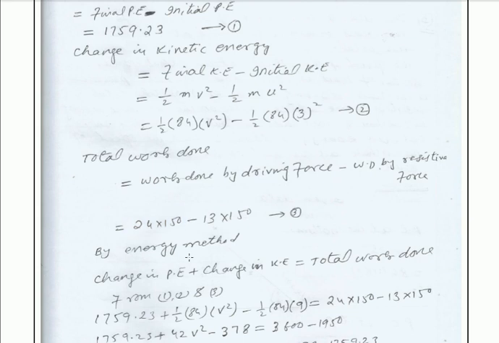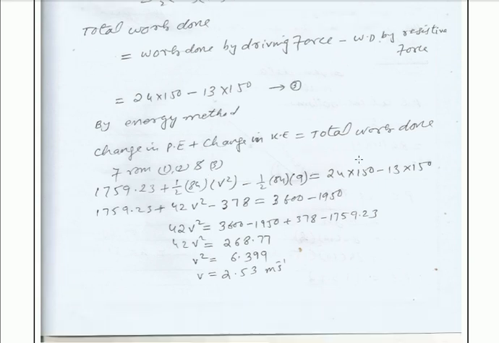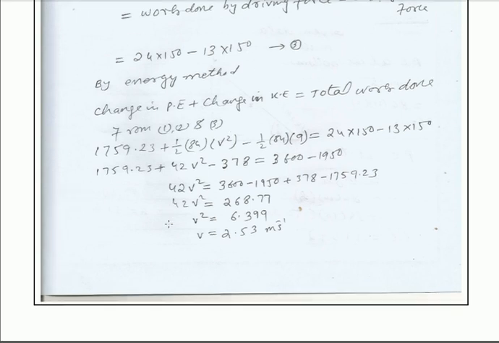So by the energy method, change in PE plus change in KE equals total work done. From equations 1, 2 and 3 as we have calculated in the above steps, the change in PE is 1759.23 and the change in kinetic energy is half times 84 times V squared minus half times 84 times 3 squared, and the work done is equal to 24 times 150 minus 13 times 150, as we have calculated in the above step. After simplification, V is equal to 2.53 meters per second.